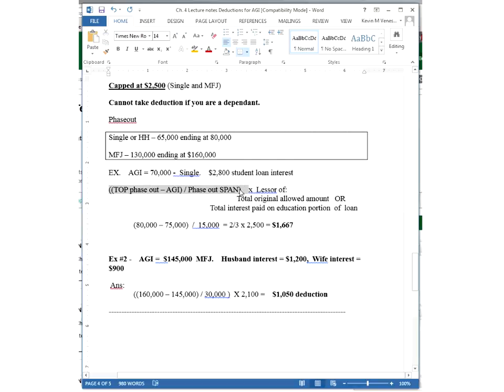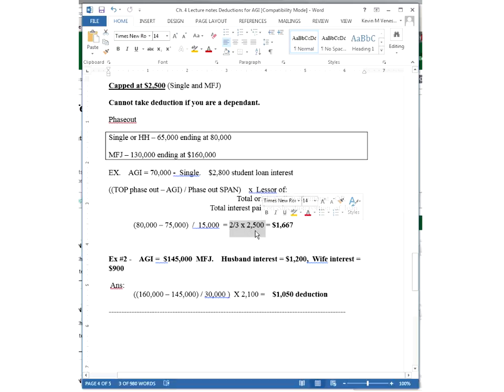So the formula that I use is I take the top phase-out number for that category, 80,000, subtract out how much we had, 70,000, and then divide by the span, meaning how much from the low end to the high end for that category, which is, in this case, 15,000. So if I take 80 minus 70, that's 10,000. 10 divided by the span of 15, that leaves me with 2/3.